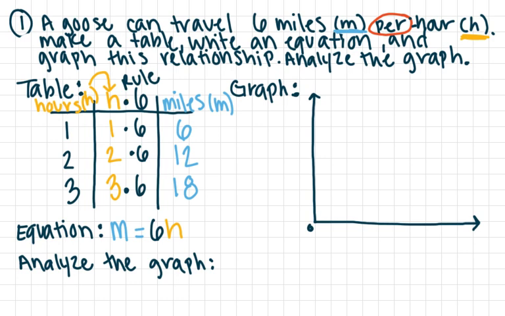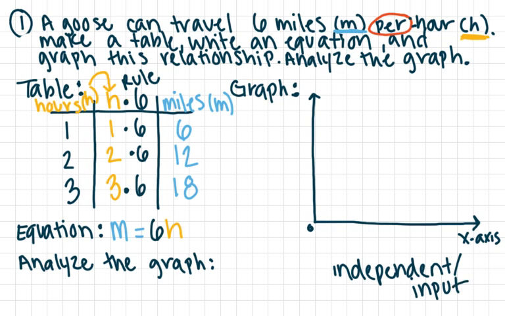So let's go ahead and graph it. Now, we have to label our graph. Remember that our independent variable is always on our x-axis. Just as a brief reminder, this is our x-axis, and this is where our independent quantity goes. This is our independent quantity or our input, and for this problem, that is our hours.